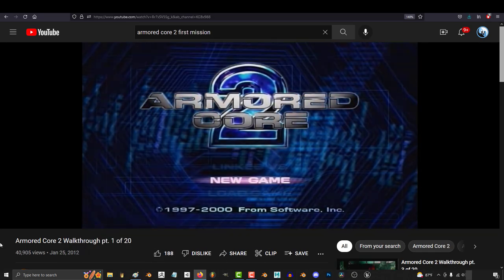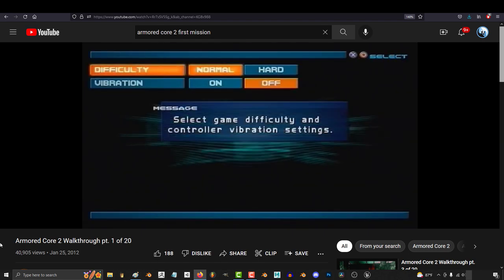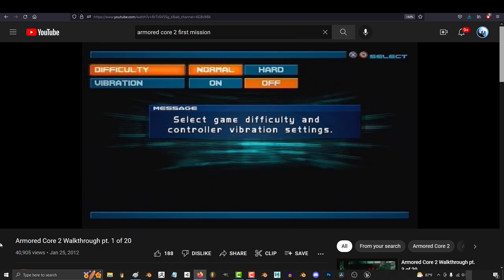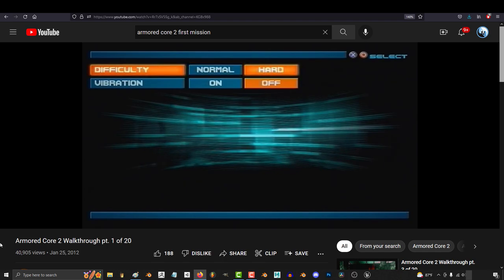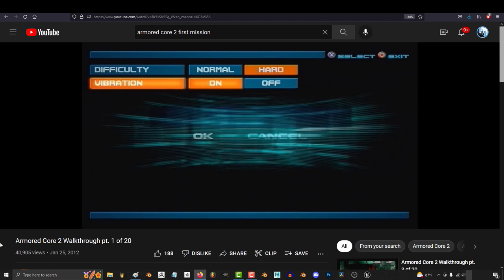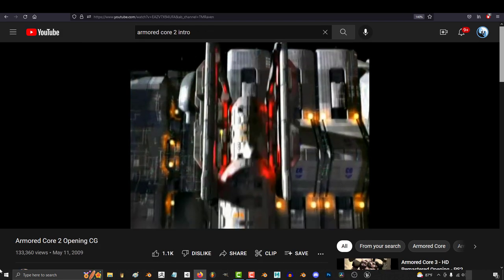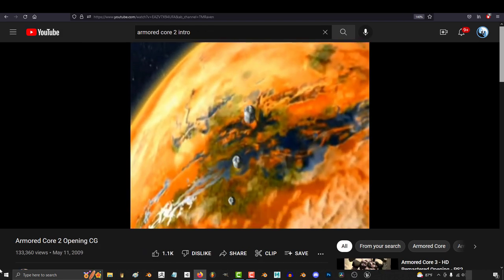This is the first screen you see in Armored Core. And as you can see, they offer two difficulty settings. Normal and hard. Because easy mode, I guess. Anyway, the point is, this game is so rare and so unpopular and so difficult that pretty much nobody plays it seriously. Except for me.